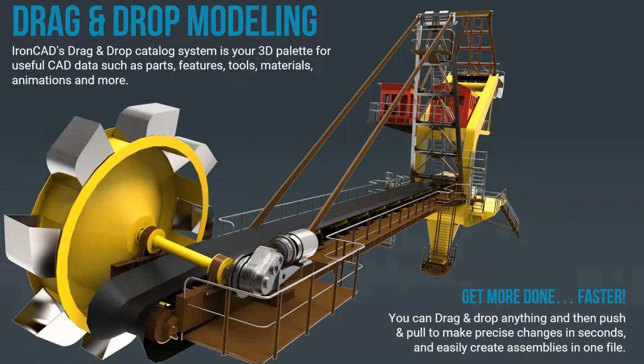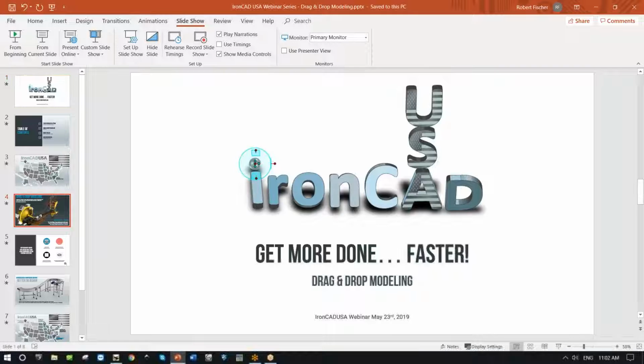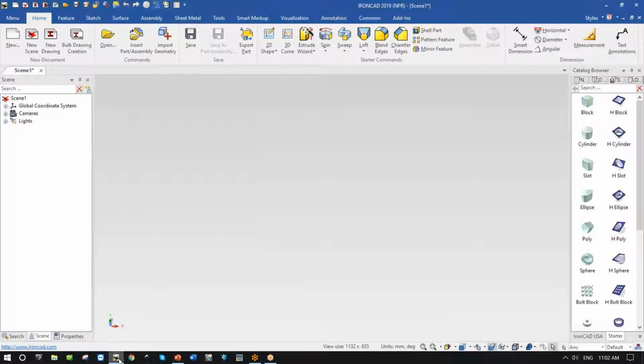So let's get right into why we're here. What is drag and drop modeling? Well, IronCAD's drag and drop catalog system is a 3D palette for useful CAD data such as parts, features, tools, materials, animations, and more. And the whole idea is to help you get more done faster. And I'm about to show you, I'll go straight into the product. You can drag and drop anything. So I'm going to stop this PowerPoint and go into a scene.